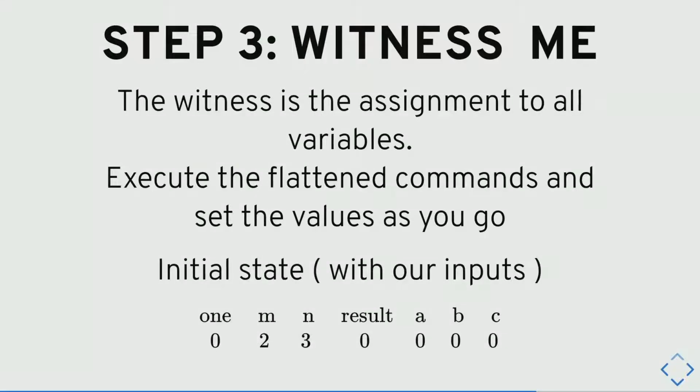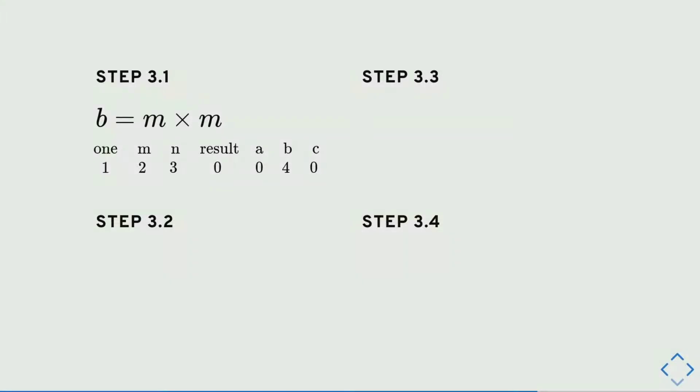So our initial state with our input. So remember we said m is 2 and n is 3. You can think of that as just a vector, and then you have 1, m, n, result, a, b, c as the columns. So the first one we're doing b equals m times m. So we set b to the value of m times m, which is 4. And then c equals 36. That's quite simple. We just set c to 36.